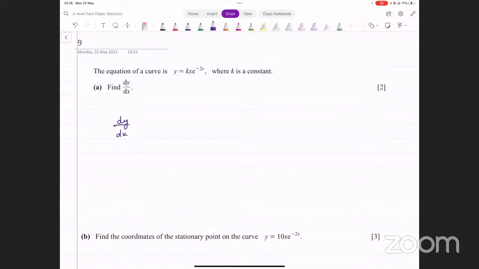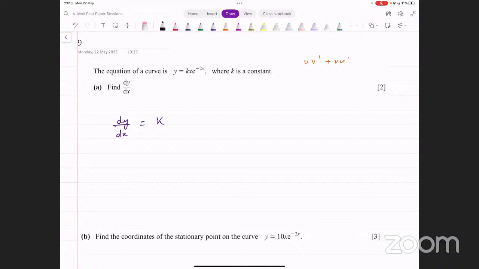dy over dx is defined. k is a constant that remains as it is. It's a product here, right? Product को कैसे differentiate करते हैं? We have to apply the product rule. Remember, u into v का derivative क्या होता है? uv dash plus vu dash.